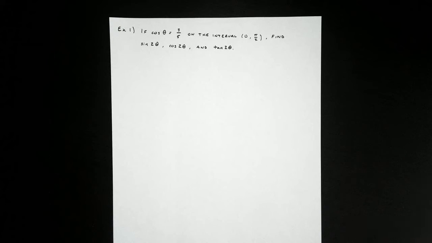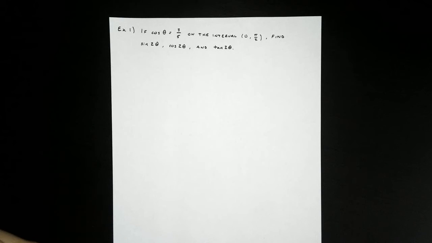Hello everyone. I would like to take a look at two examples where we'll be using our double angle identities. In one example, we're just going to be finding the exact value for some double angles, and then in the second example, I'm going to use a double angle identity to help me solve an equation.